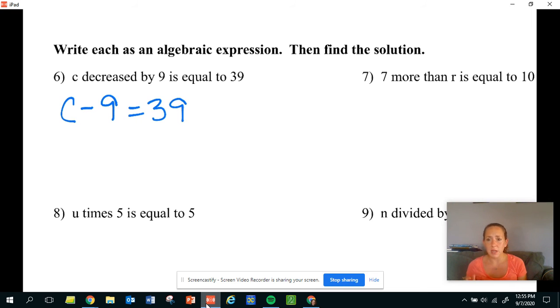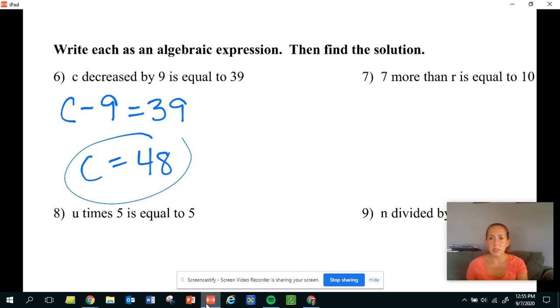So that's how I would write that out mathematically. If C is decreased by 9, I'm taking it away, which is subtraction. And then "is equal to" should pretty much tell you that's an equal sign. And then 39. So I just have to ask myself, what number would I subtract 9 from to get 39? It would have to be 9 more than 39, which is 48. Sorry. So in this case, C is 48.